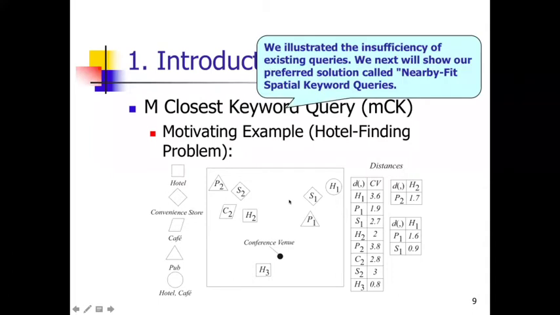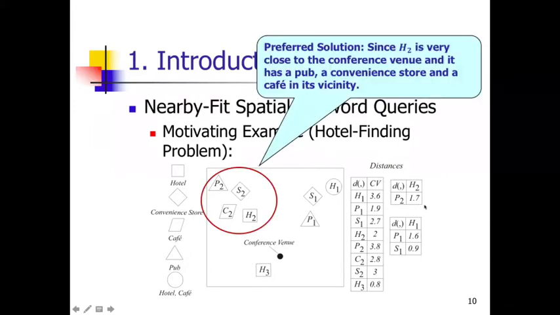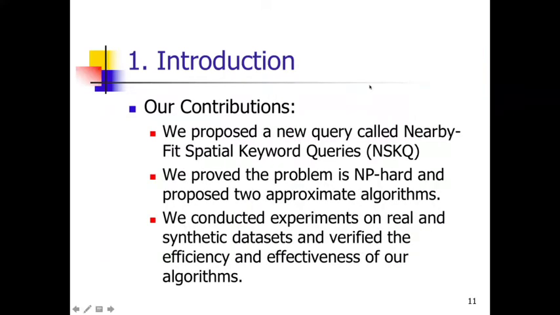We illustrated the inefficiency of existing queries. We next show our preferred solution, called nearby-fit spatial keyword queries. In this query, H2 is the preferred solution because H2 is very close to the conference venue and it has a pub, a convenience store, and a cafe in its vicinity.